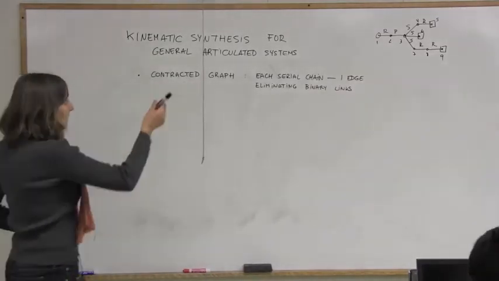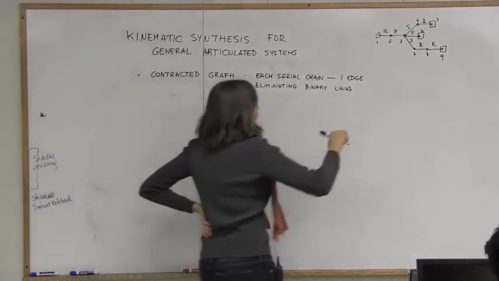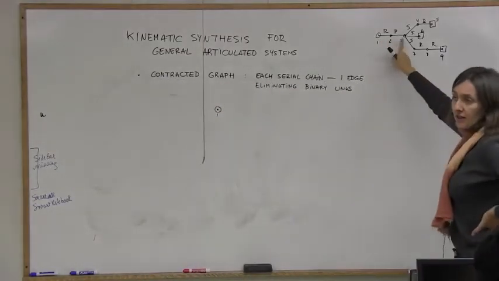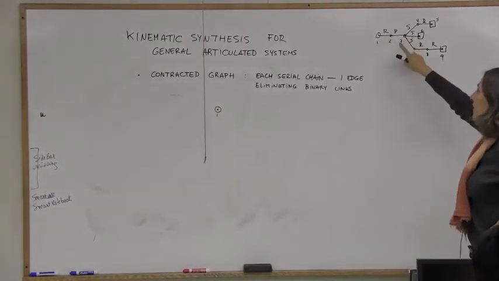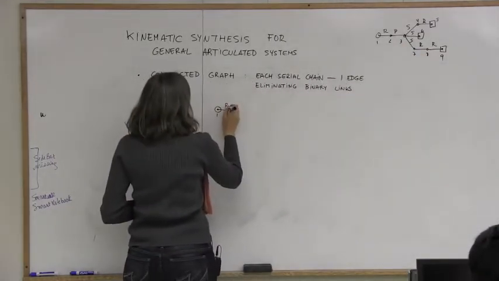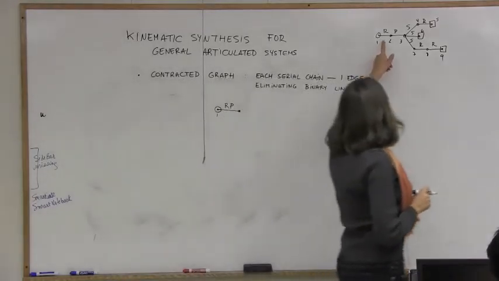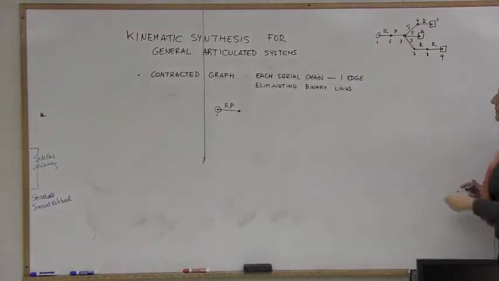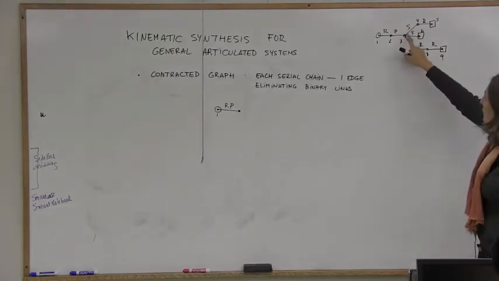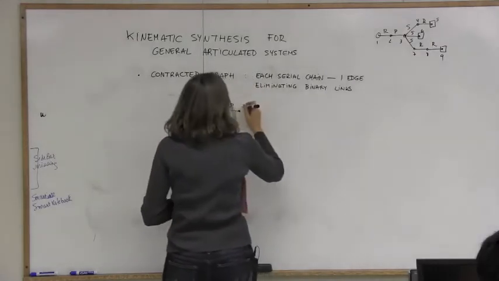So for instance, for this one, in this case we will have one. Here we have a serial chain, it's an RP chain, which means we will create a single edge there, and we will call that the RP. We still need to identify what we have there. This link is binary. This one is not binary. This vertex, 1, 2, 3, 4, degree 4, right? So we need to leave that.